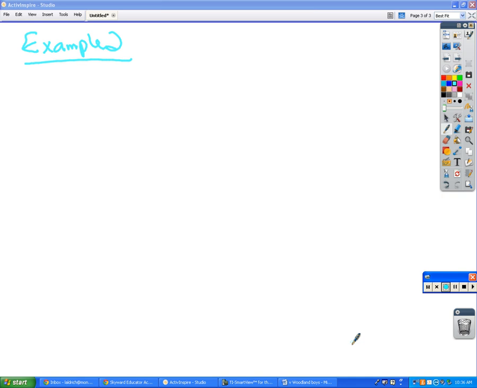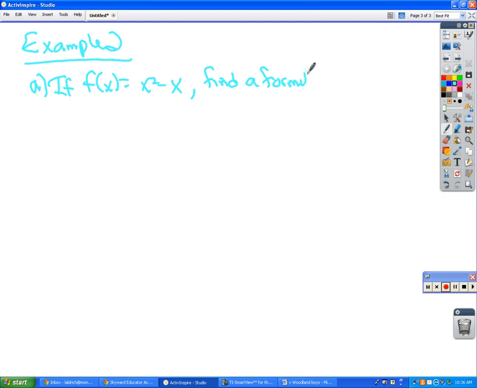All right, so let's do an example that we're more familiar with. Let's find a formula for the derivative, f prime of x, where f of x equals x cubed minus x.